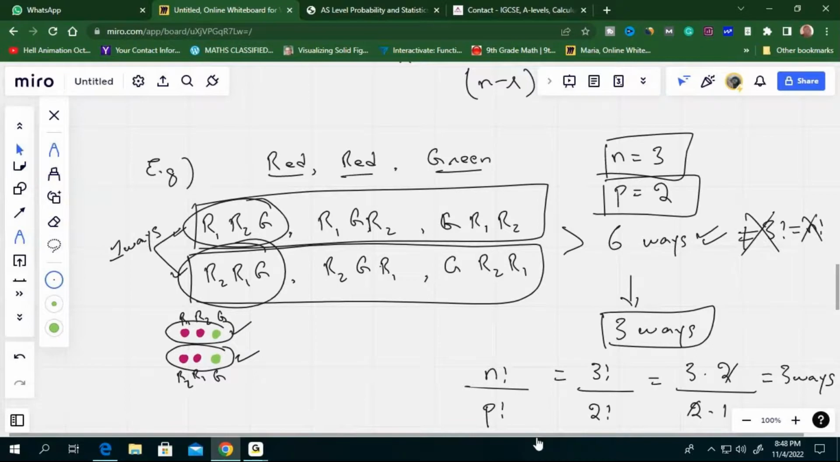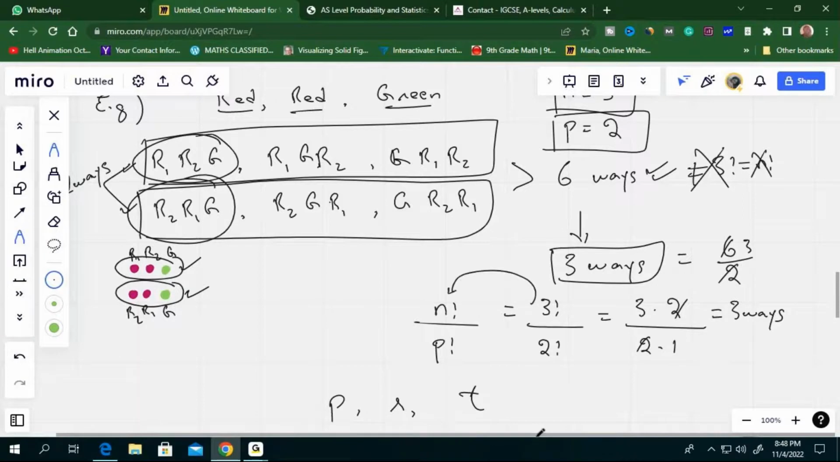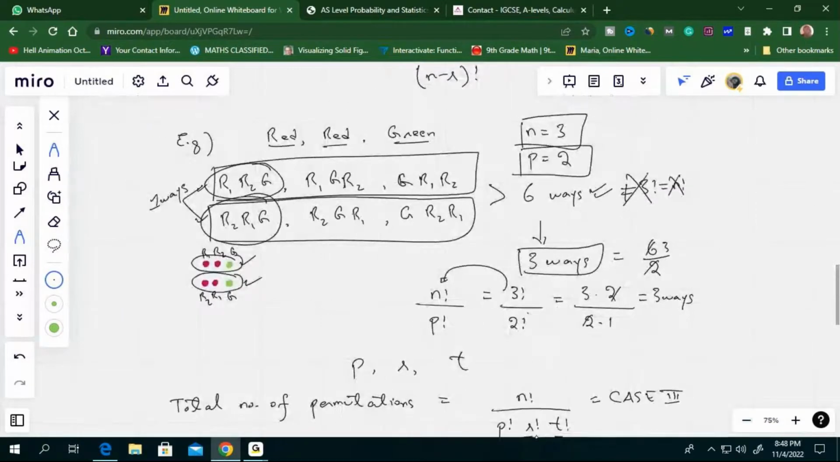Now I'm going to generalize the formula. 3 ways can be written as 6 upon 2, right? 6 can be written as 3 factorial, and 2 can be written as 2 factorial. So what was your 3? 3 was your n in this question. What was your 2? 2 was your p, the number of times red is getting repeated. So the elements in the set of n which are getting repeated are going to be written in factorial form in the denominator in order to get the correct number of possible permutations.